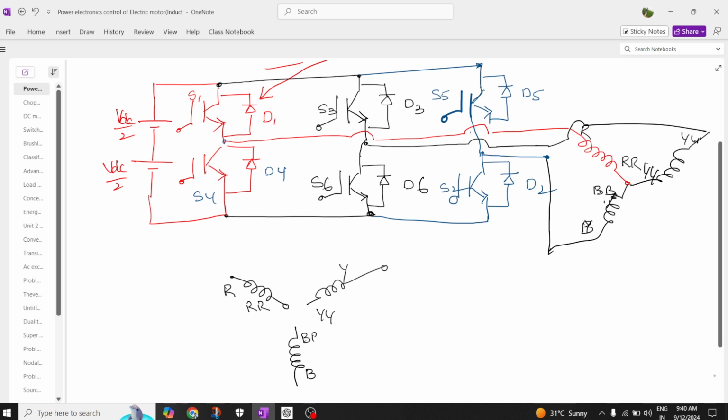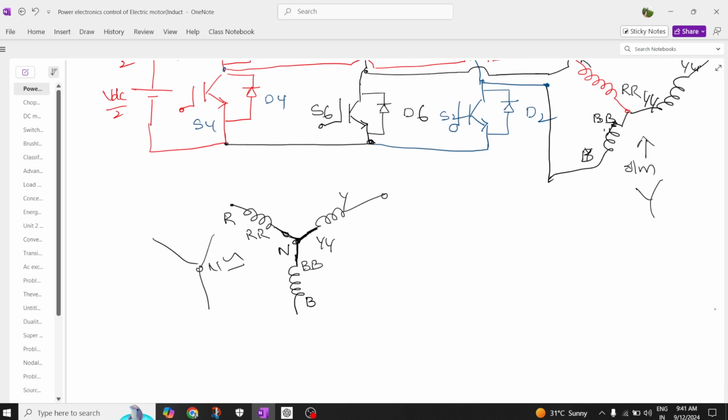Three phases. When you join all the RR, YY, BB, this is going to construct a star network. The secondary terminals, I mean the extreme ends of RR, YY, BB, if you join them to one point, this point will act like a neutral point, therefore this connection is called a star network. So you can understand our induction motor is connected in which fashion? Star connection. So now let's come to the delta connection.